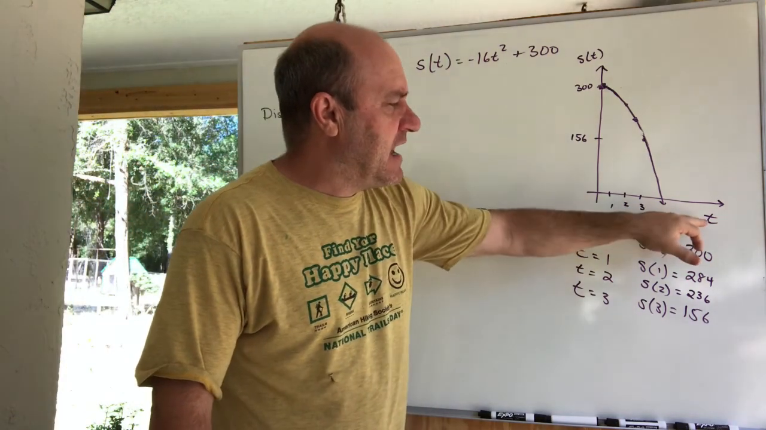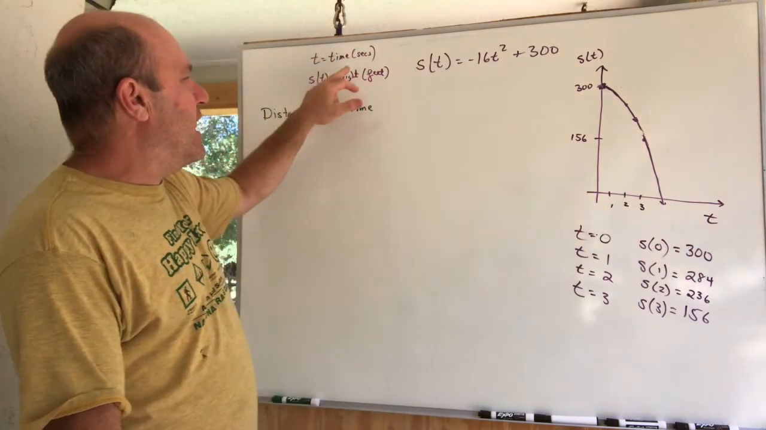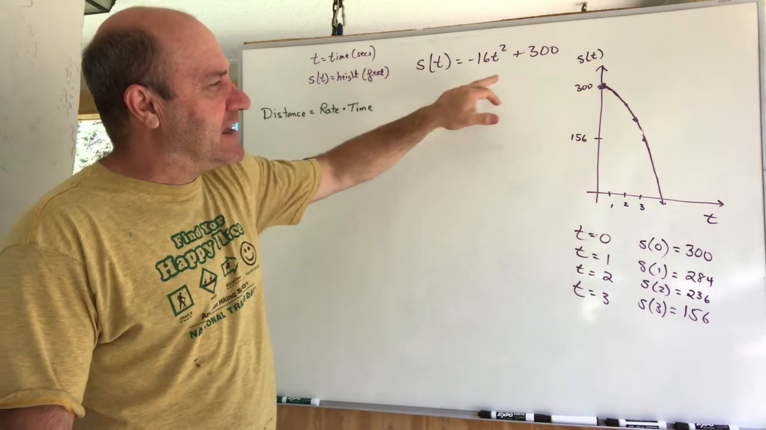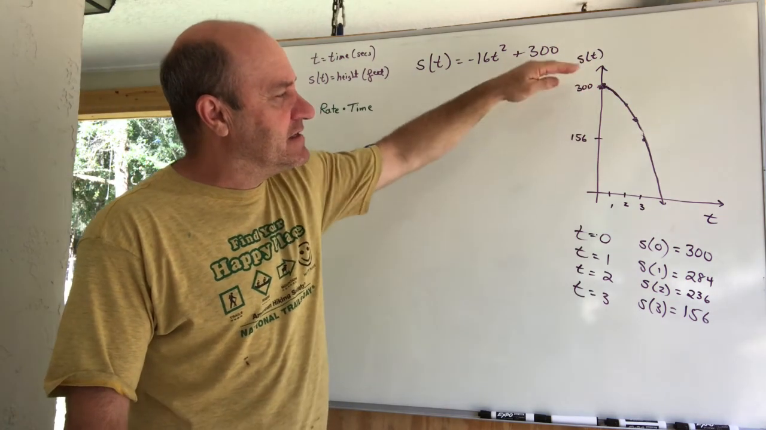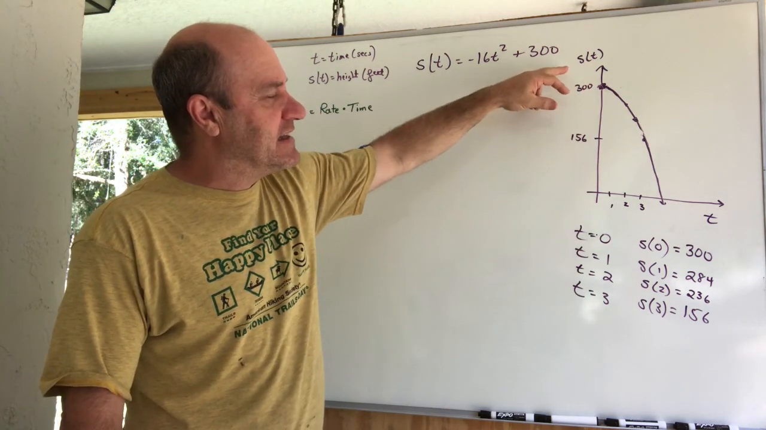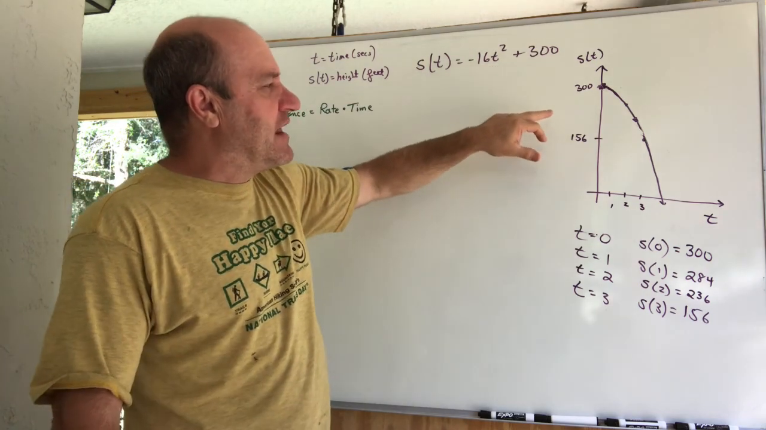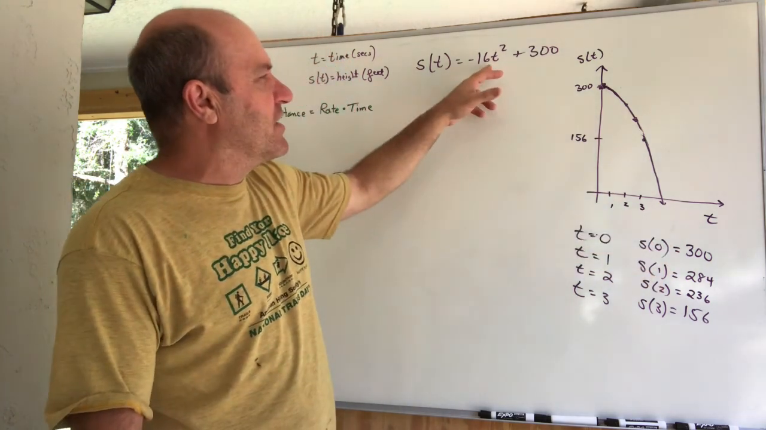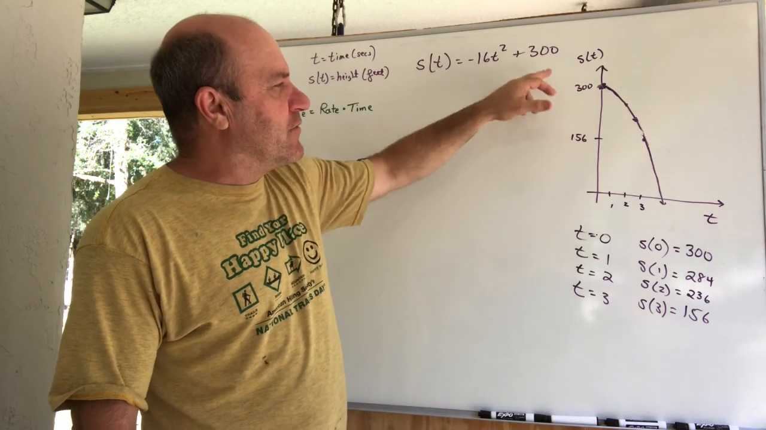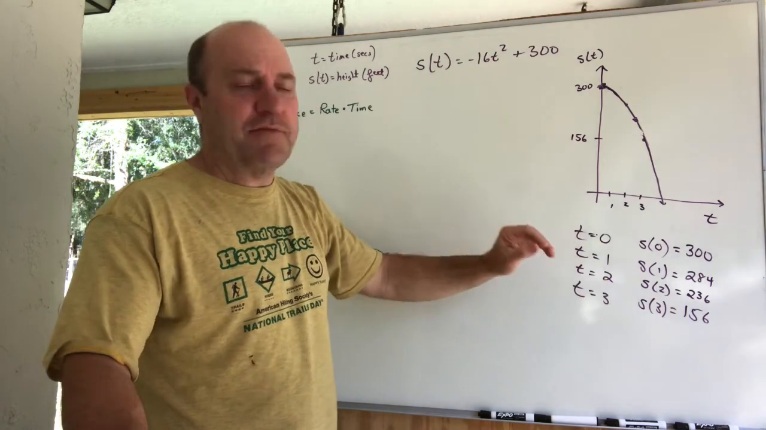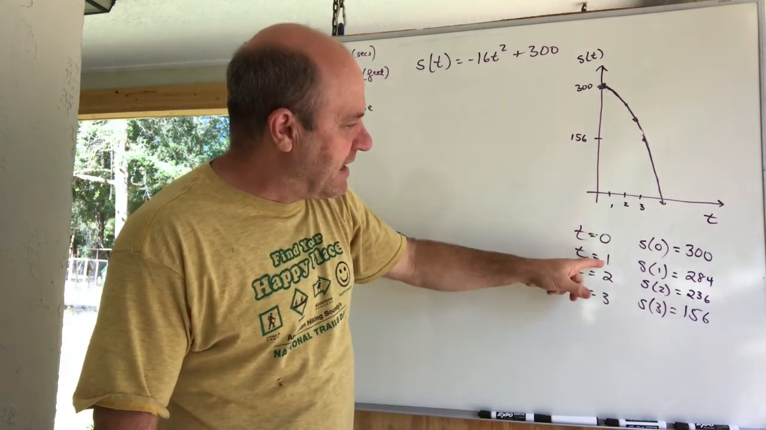T is time in seconds. S of t is the function. That's the height, the distance that it's at. So this particular object started at a height when t equals 0. You can plug in a 0, you get 300. It started at a height of 300. We just dropped this rock off a cliff. After 1 second, I plugged in a 1.